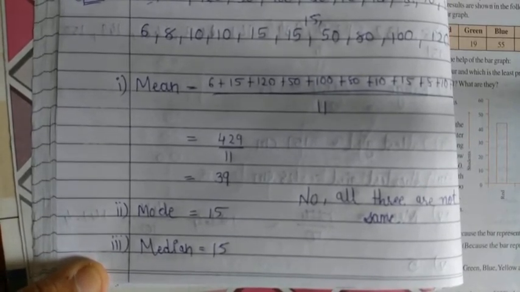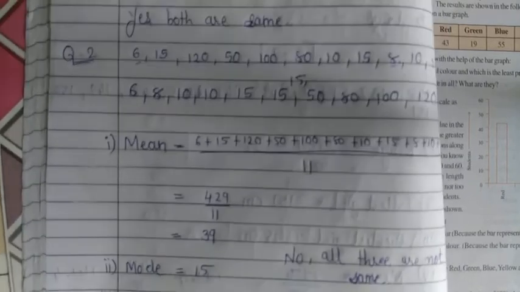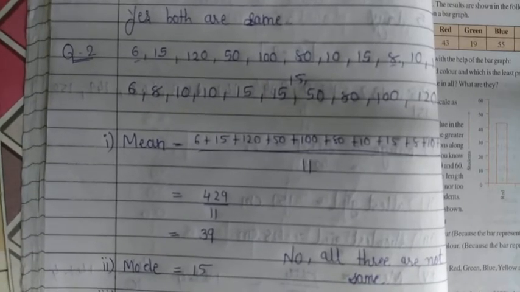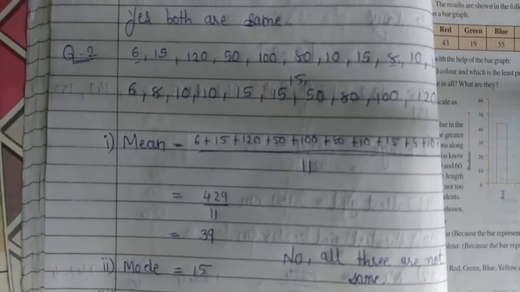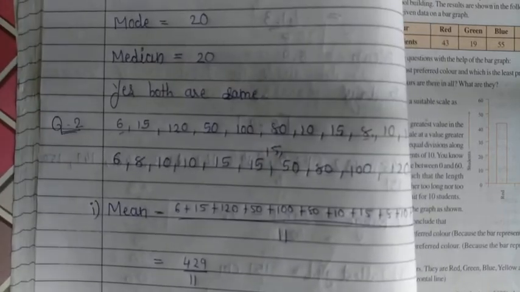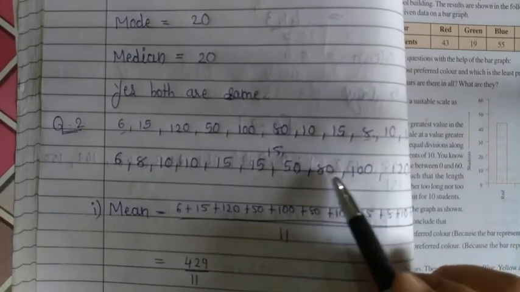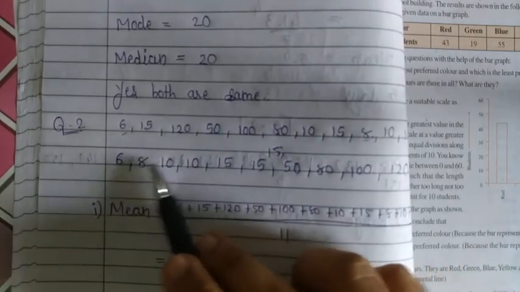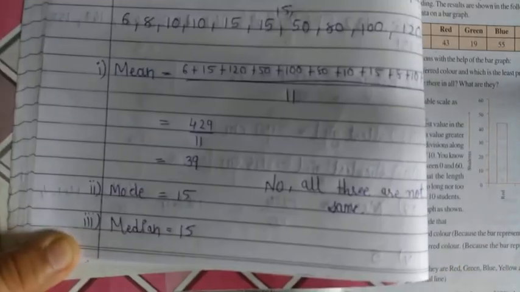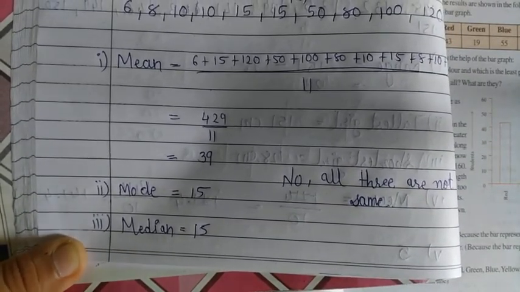Now next, mode: which number is repeating the maximum time. From the given data we can see that 15 is repeating 3 times, so our mode is equal to 15. Now median. Friends, total 11 observations are there. 11 minus 1 is equal to 10. Half of 10 is 5, so leave 5 on both sides. 1 2 3 4 5, 1 2 3 4 5. So in the center comes 15. So the median is 15. Here our question number 2 is finished.